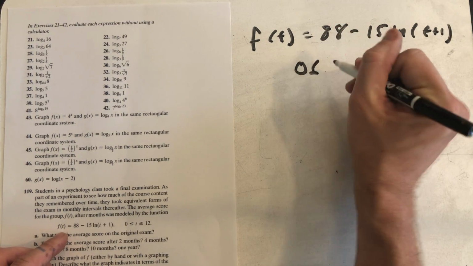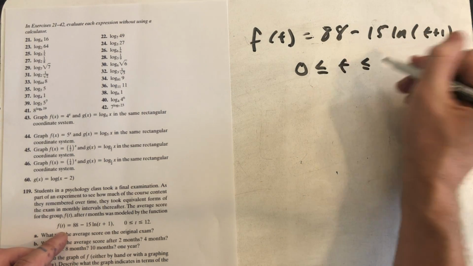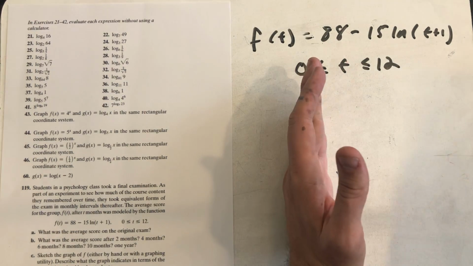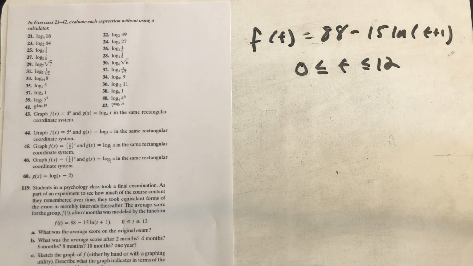And then t is told to us to be trapped between 0 and 12. So they only did this for 1 year. And so there's the domain of this application function. Even though logarithms could go on forever, this one won't. We're trapped between 0 and 12.